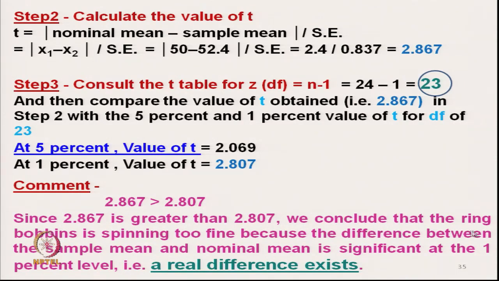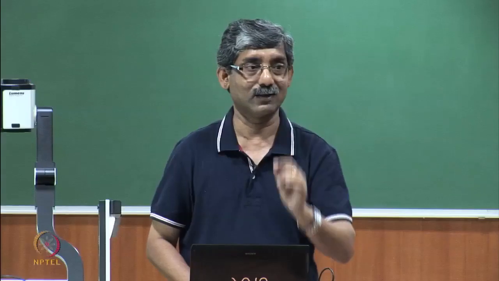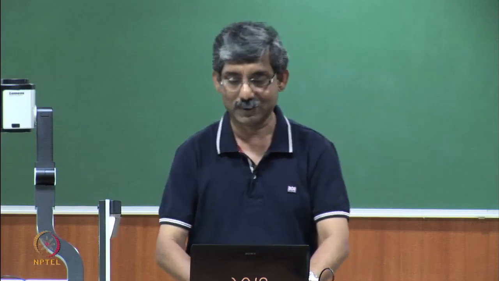So, we conclude that the ring frame, ring bobbin is spinning too fine a count, okay, because the difference between the sample mean and nominal mean is significant at the 1% level. So, that real difference exists. So, if it is there, then what action do we have to take? We have to stop the machine, stop the production, do the correction, and take all the corrective action.